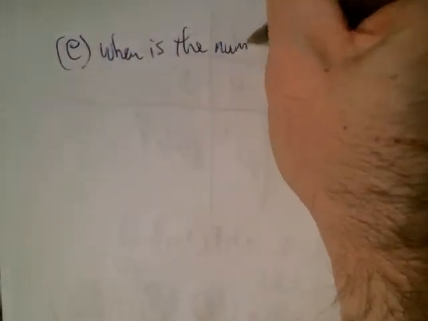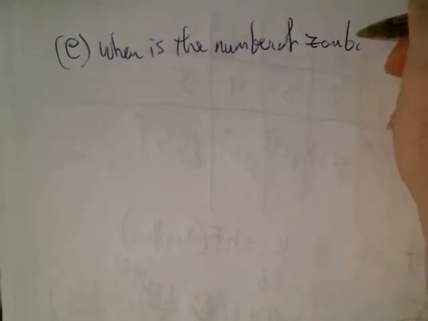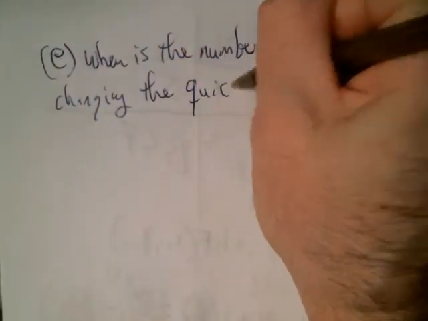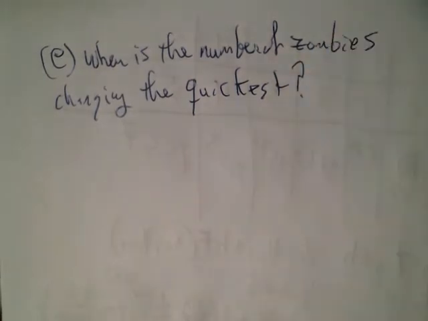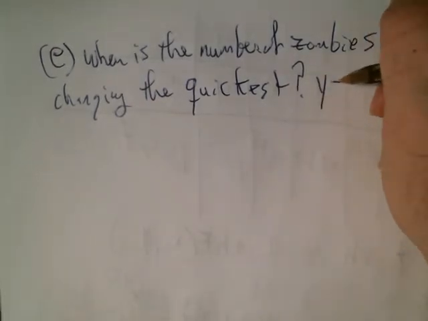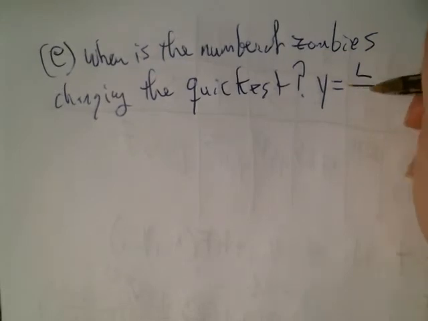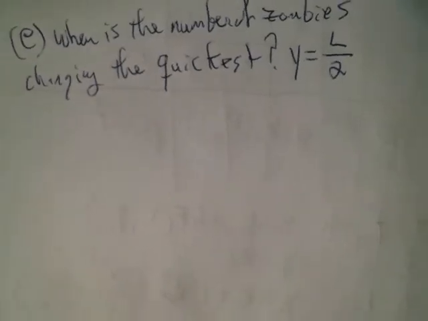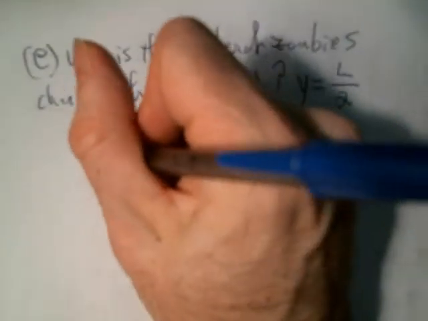So part E, when is the number of zombies changing the quickest? And again, what this comes down to is finding the inflection point. You take the derivative, find the second derivative, set it equal to 0, and that will give you the point where it's changing the greatest. And we noted before the population where this will happen is L over 2. Okay, so we could plug that into our logistic equation and solve out for the time. Okay, so L over 2 is 100.